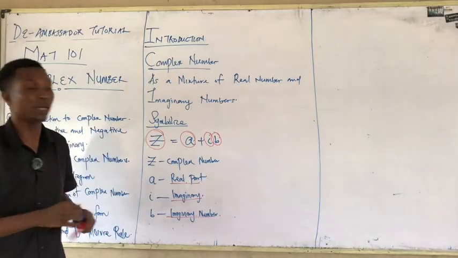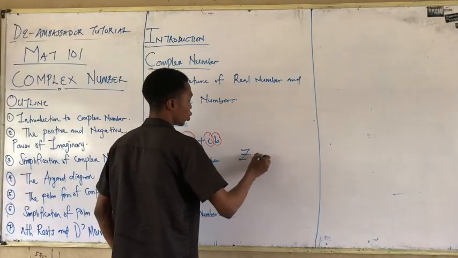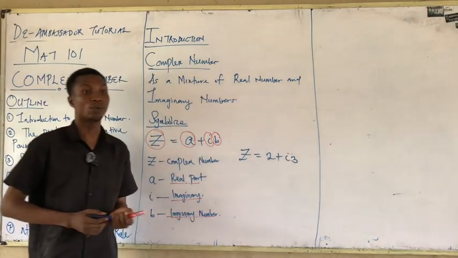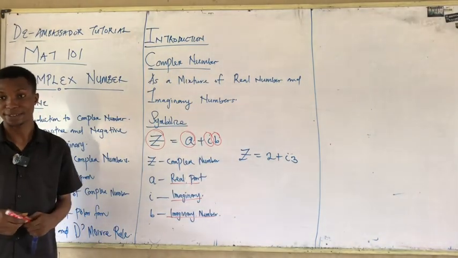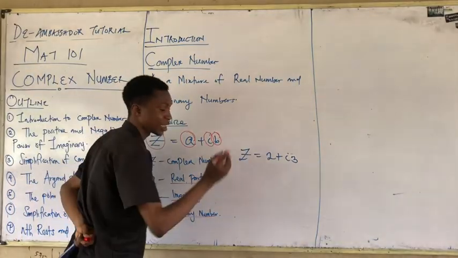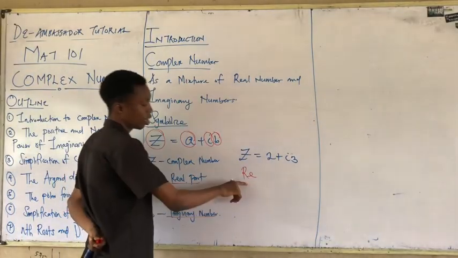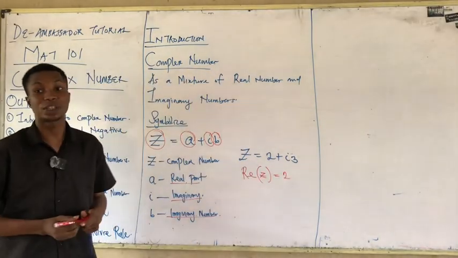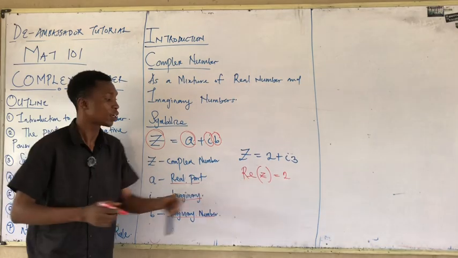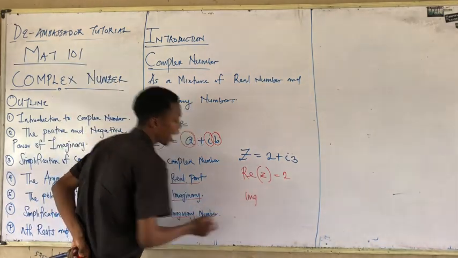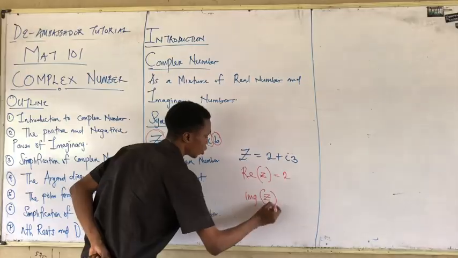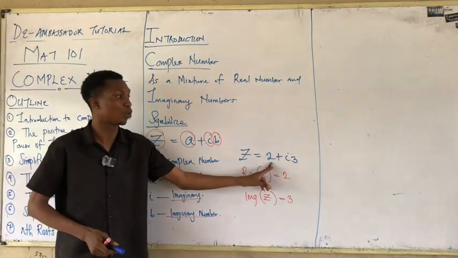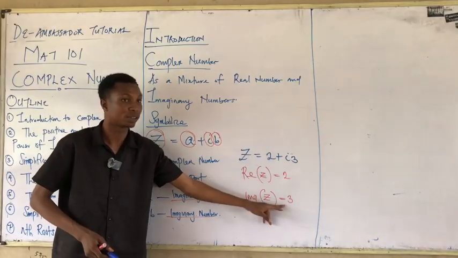So let's give a quick example. Let us say z is equals to 2 plus i3. Who can tell me where the real part is? The way they write it is like this: Re, the real of the complex number, is what? 2. What does this Re stand for? Real number. Then when you use Im for the complex number, it is what? 3. So who can tell me, our 2 is what? Our 3 is what?